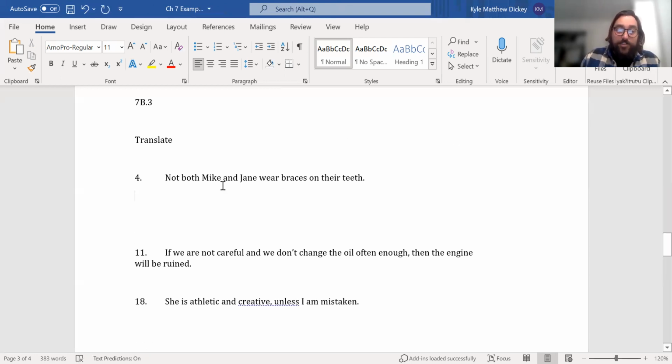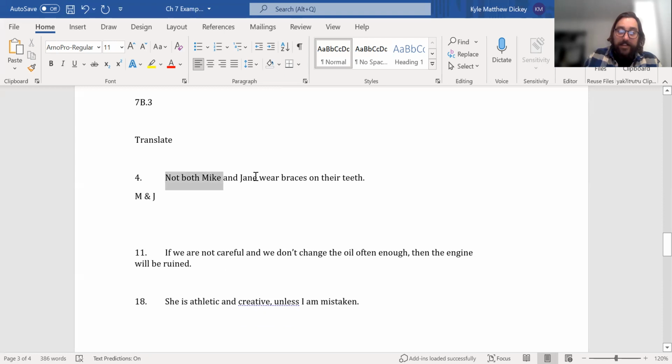Not both Mike and Jane wear braces on their teeth. Well, what we need to do here is, first of all, change this statement into two statements. Mike and Jane wear braces on their teeth. Well, what does that mean? That means Mike wears braces and Jane wears braces. So let's use the letters M and J. And then we've got the word and here, so we know we're going to start with M, and we're going to go with J. But now we need to see, okay, this is a more complicated statement.